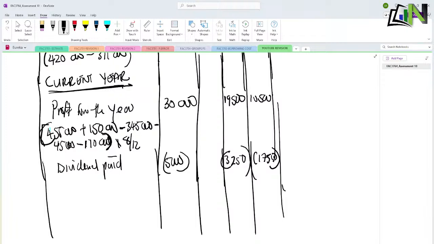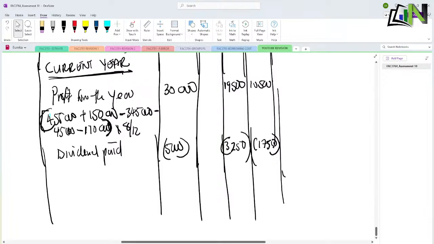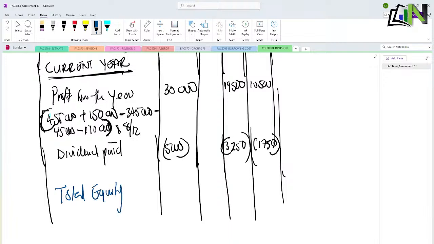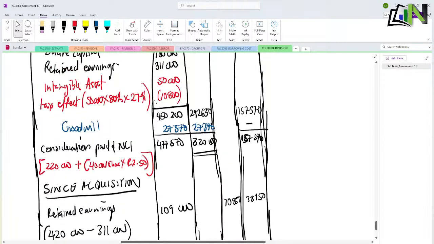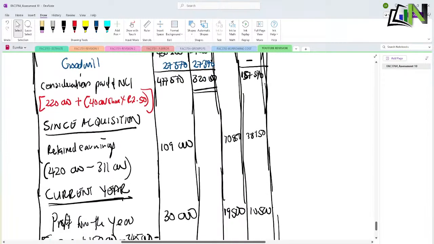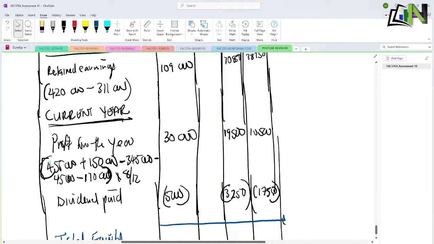We have done everything. We're going to total all the columns. Now we want to calculate the total equity that is going to be derecognized. I'm going to do this in blue. Total equity. At this point in time, we derecognize everything. So we start from the total column on the top: 477,570 plus 109,000 plus 30,000 minus 5,000.